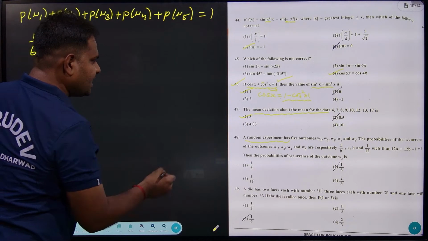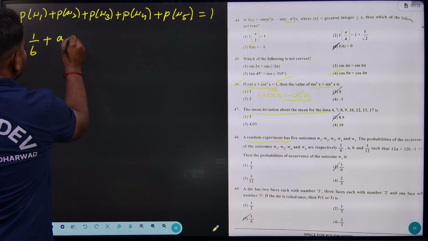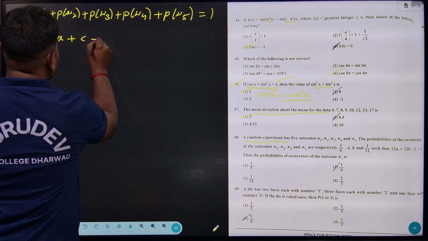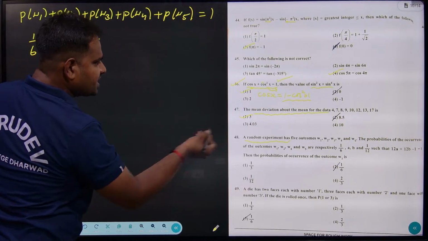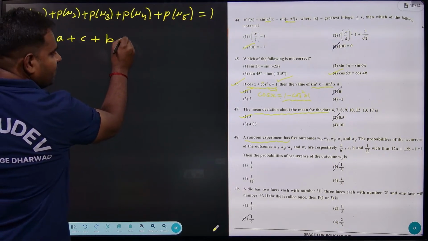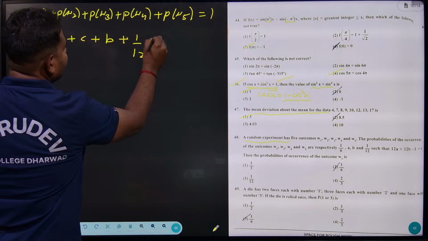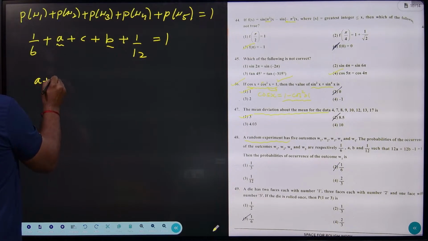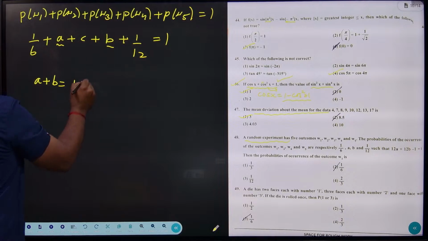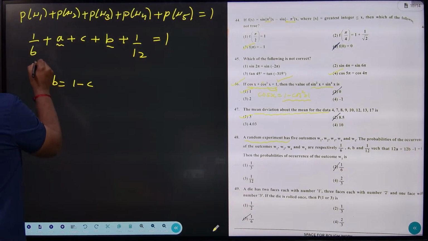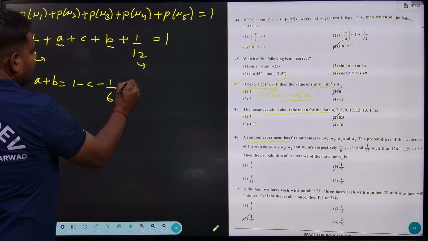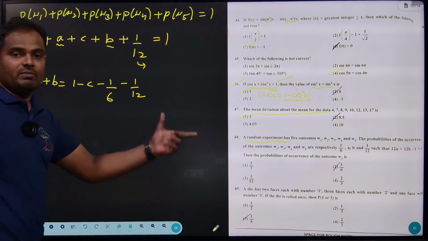W2, he has given as A. W3 has not been given, let us take this as C. And W4 he has given as B, and W5 is given as 1 by 12, and the sum is equal to 1. From this, I'll keep A plus B here. So what is A plus B, students? 1 minus C if I take that side, minus 1 by 6 if I take that side, and minus 1 by 12 if I take that side.